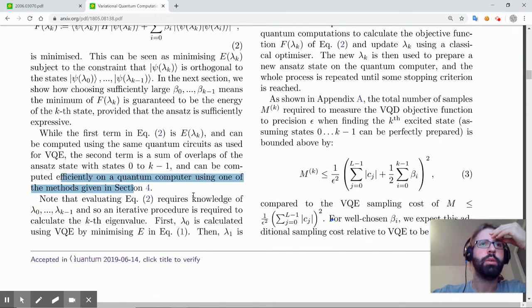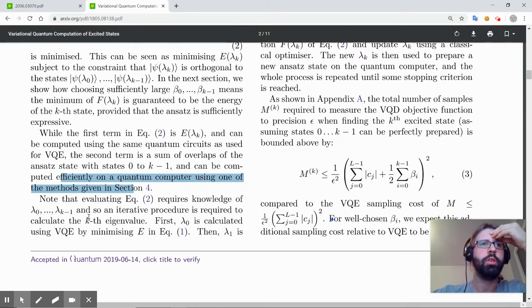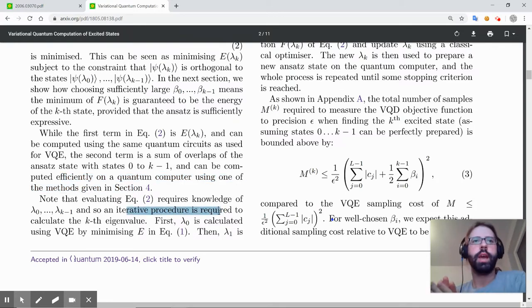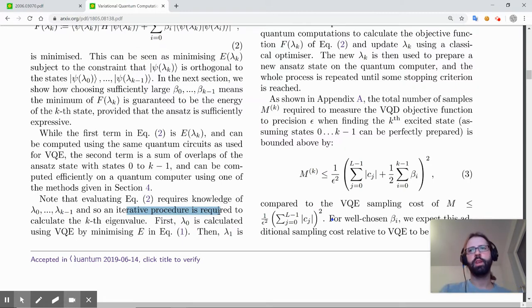So computing that requires knowledge of lambda 0 to lambda k minus 1. And so an iterative procedure is required to calculate the kth eigenvalue. That's what I just said. Okay. First lambda 0 is calculated.